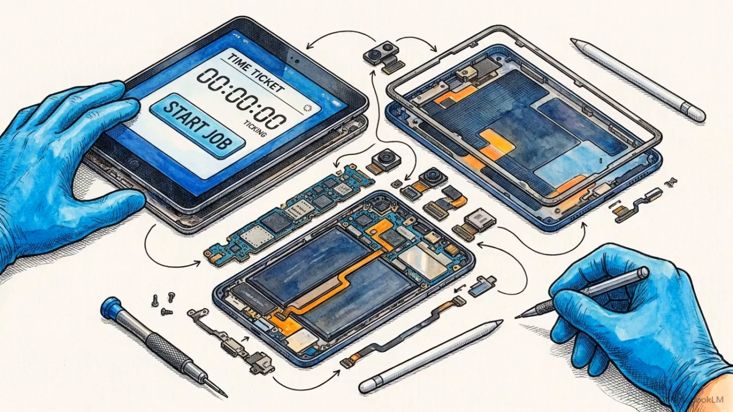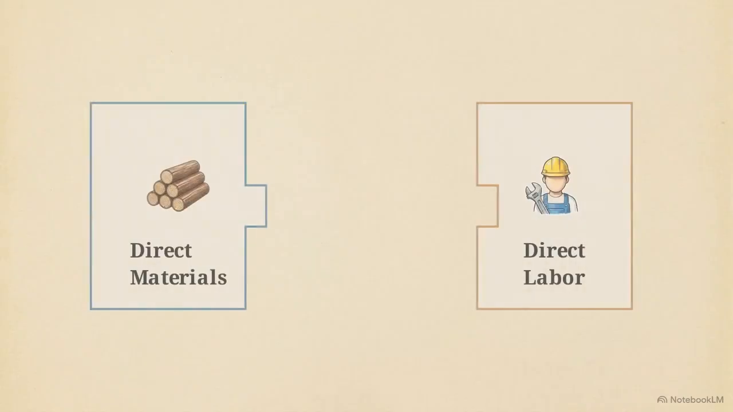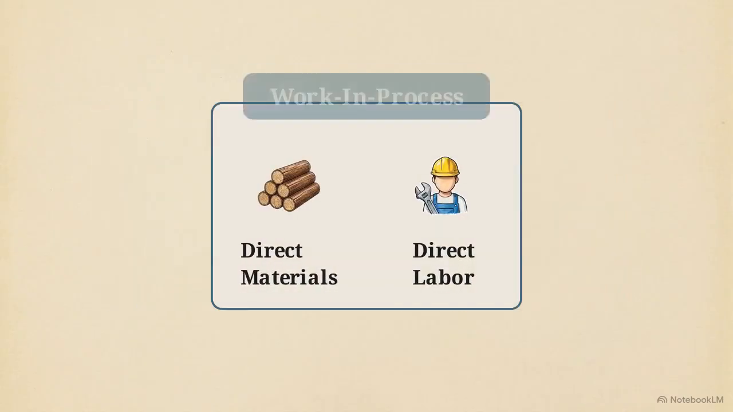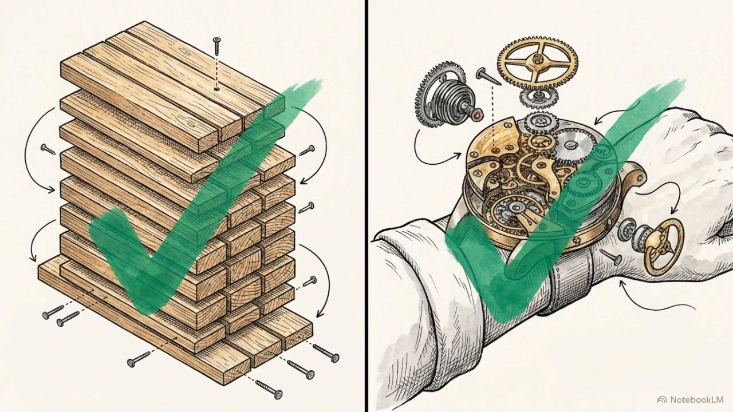Step 3 tracks the human element. Workers use time tickets to log exact hours spent on specific jobs, giving us our direct labor cost. Those direct labor costs then flow right into the work-in-process account, joining the direct materials. The work-in-process account now accurately reflects actual, highly traceable direct inputs of the physical product being built. But direct inputs are only part of the equation.